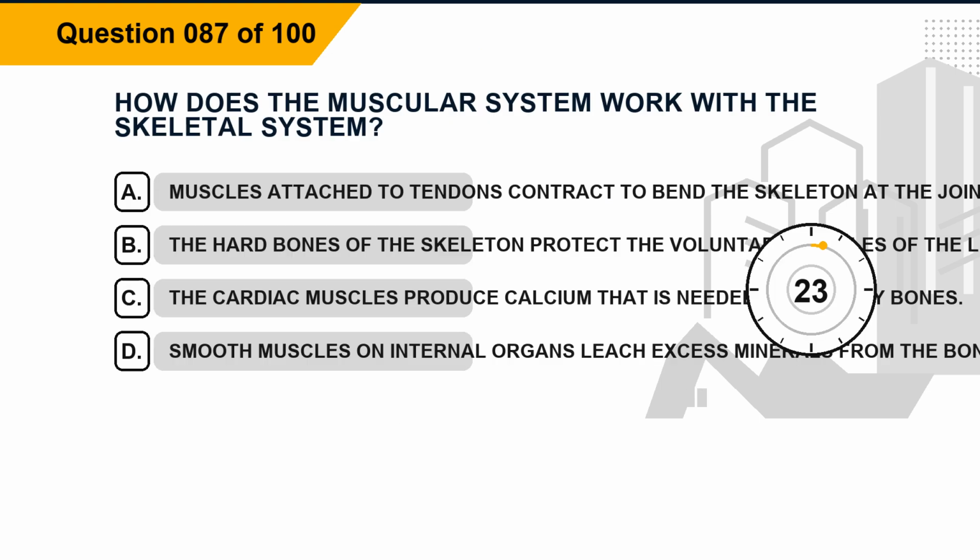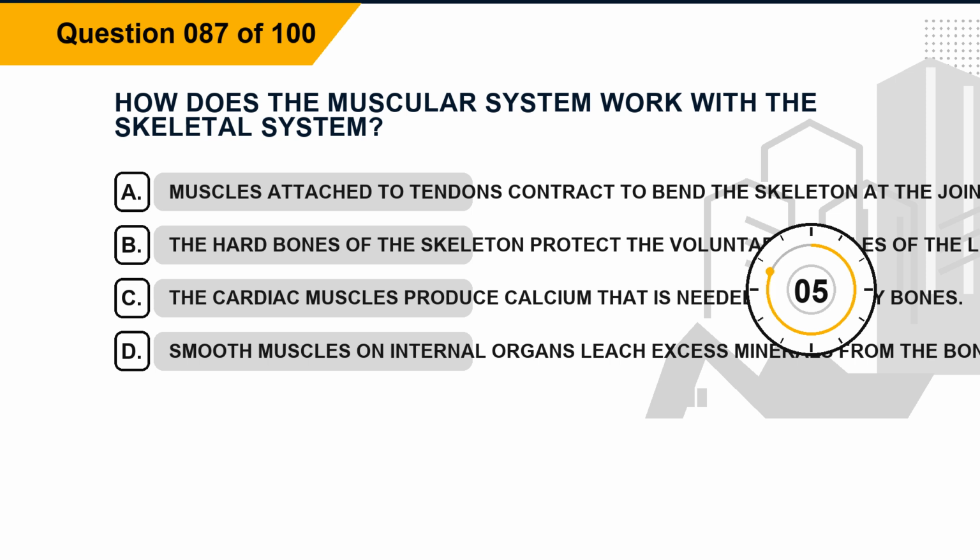Question 87. How does the muscular system work with the skeletal system? Option A. Muscles attached to tendons contract to bend the skeleton at the joints. Option B. The hard bones of the skeleton protect the voluntary muscles of the limbs. Option C. The cardiac muscles produce calcium that is needed for sturdy bones.